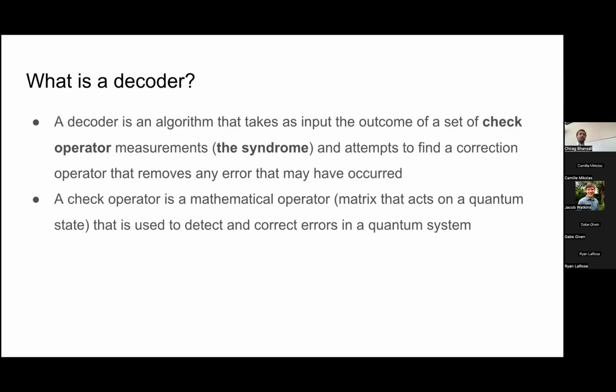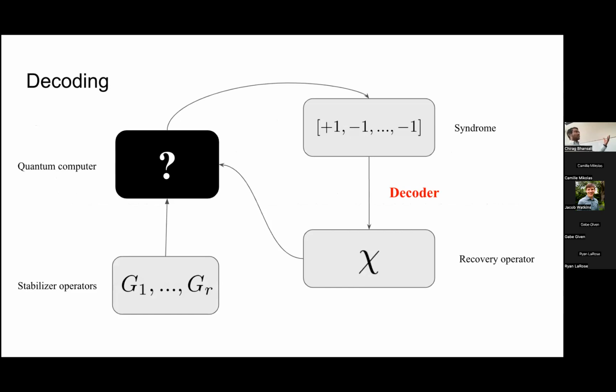So I'll move to decoding. A decoder is an algorithm. What it takes as input is a check operator, which is the syndrome, and it attempts to find a correction operator, which helps in correcting the error that may have occurred. A check operator is just a matrix that acts on a quantum state to detect the error that occurred in the system. So here I'm going to give an example of how all of this works.